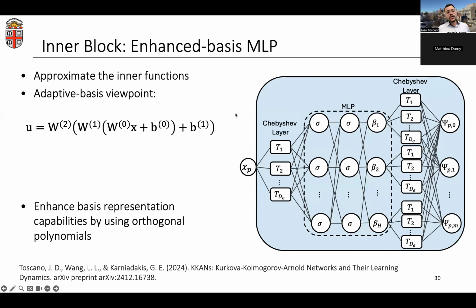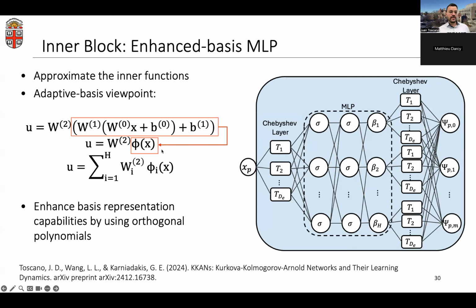Now, to go a little bit in depth on each one of those, in the inner block we are going to use a slightly modified MLP that we call the enhanced basis MLP. The general idea is based on a paper called the Adaptive Basis Viewpoint, and in the review it's detailed that this adaptive basis viewpoint is not from us. The interesting thing is, let's say this is just a 2-layer network. If you rewrite this in a different way and call all of this phi of x, then you fall again into a linear combination of basis functions.